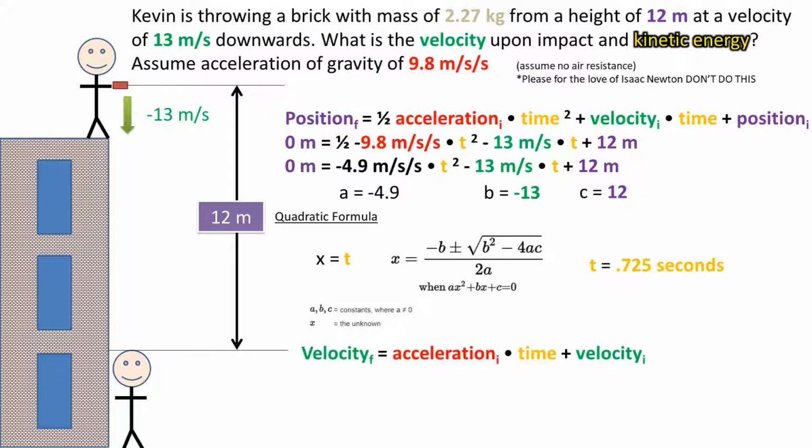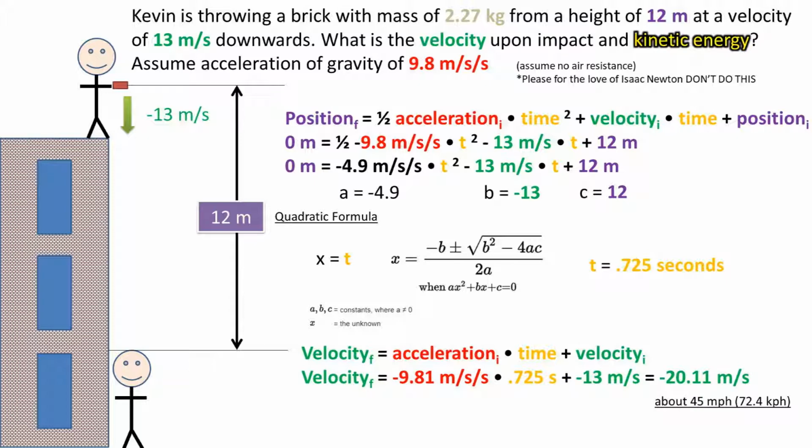Now we can plug our values into the velocity final formula of acceleration initial times time plus velocity initial. Plugging in our values, we get a velocity of 20.11 meters per second right before the brick hits.